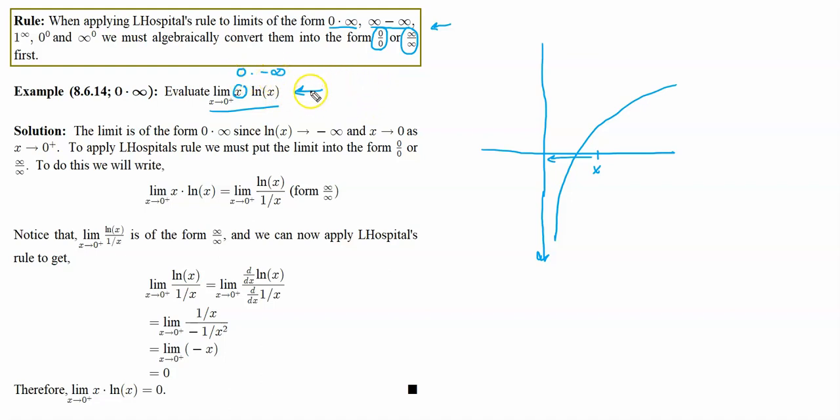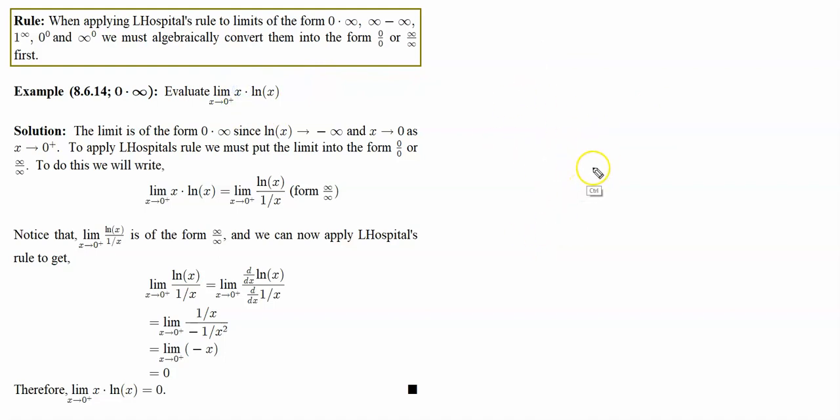All right, so to apply L'Hopital's rule, we must convert it into the form 0 over 0, or infinity over infinity. So to convert it into one of these forms, let's do this. So here we have our limit. Let's rewrite x times the natural log of x as ln x divided by 1 over x. So you notice these are the same thing, right? If we just take that denominator and flip it up, we recover the left-hand side.